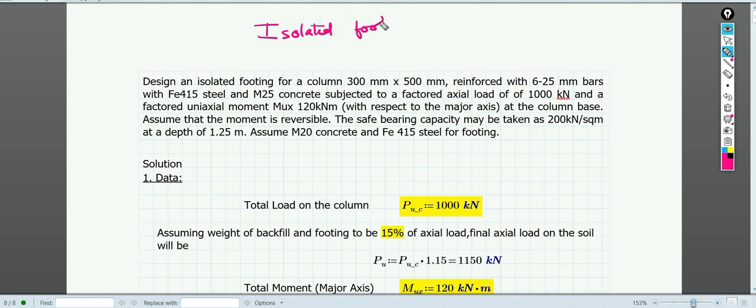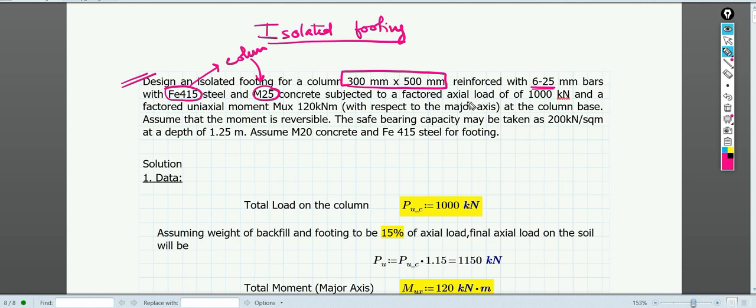Okay. So let's take an example. Design an isolated footing for a column of 300 by 500 mm. The column dimension is given to you. Reinforced with 6 bars of 25 mm diameter, with Fe415 steel and M25 concrete. This is for the column. These two are for the column, okay?